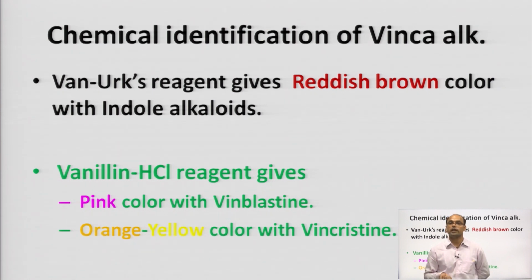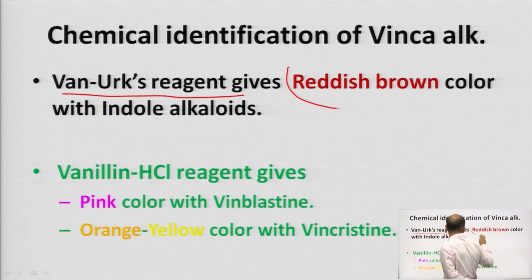Suppose you have isolated the Vinca alkaloids, so you have to do preliminary screening of the phytoconstituent isolated from the above method, to check whether your separated compound is vinblastine or vincristine or any of the Vinca alkaloids. So here we have Van-Urk's reagent. It is a specialized reagent which is specially used for the detection of indole alkaloids, and when you react the reagent with the indole alkaloids, you get the reddish brown precipitate, reddish brown color in the solution.